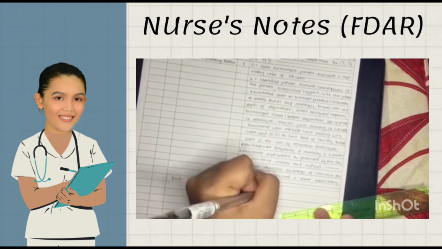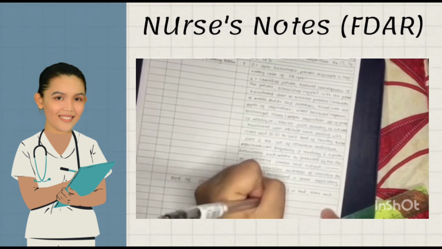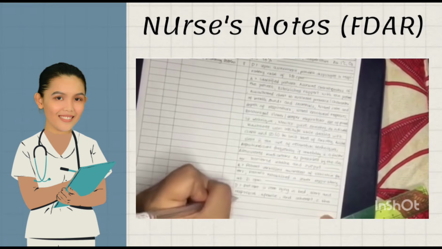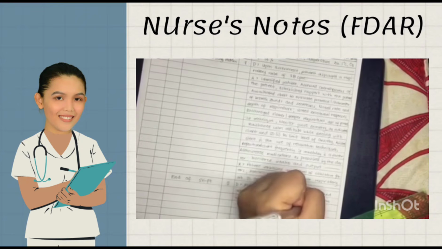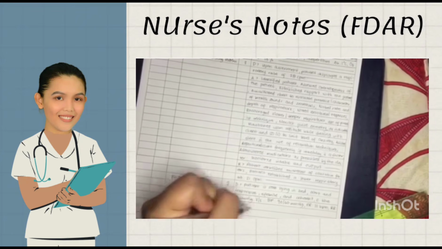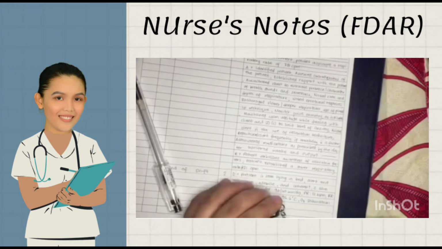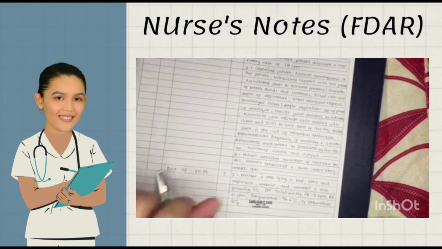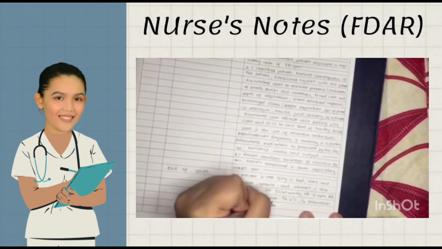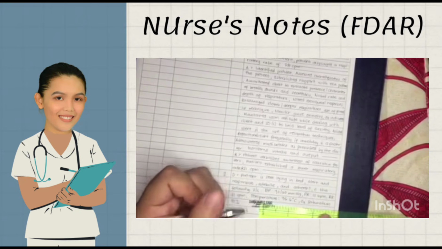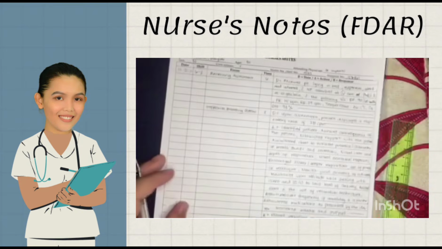And then the last focus is the end of shift. So you have to write another data for the end of shift or the assessment that you have observed during the time you have ended your shift. You have to write your name or put a stamp for legality purposes and to know that it is you who have written the note. That's it for FDAR.